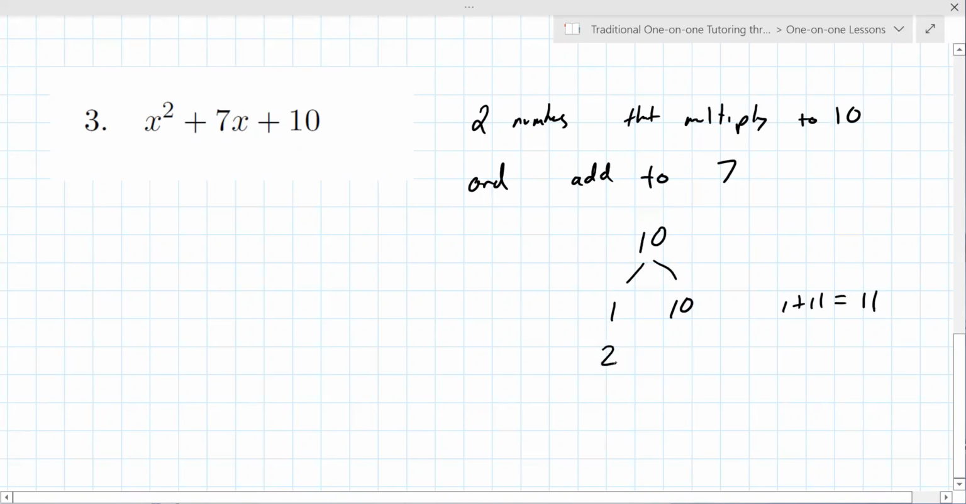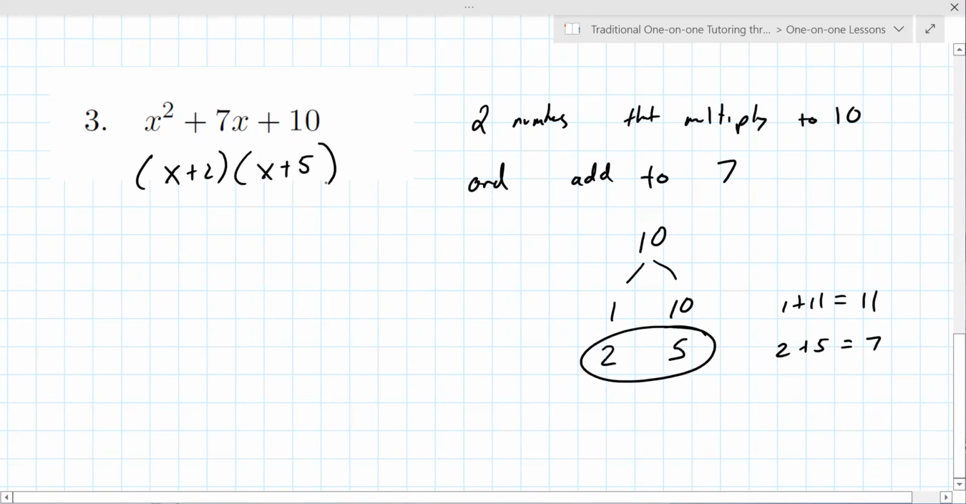How about 2? 2 times what number gets you 5? What is 2 plus 5? 7. Does that work? Yes, it does. So it becomes x plus 2, x plus 5. And then that's the answer, right? And then you can check it after.